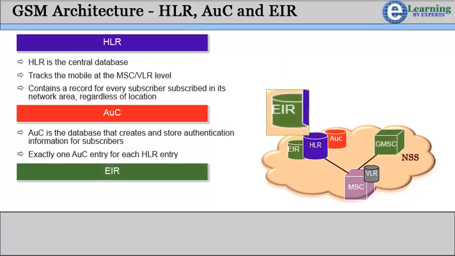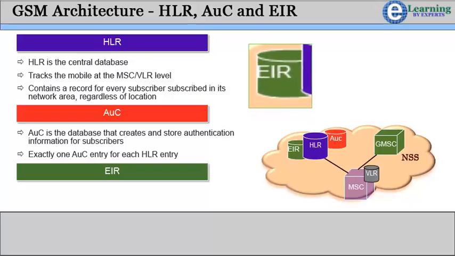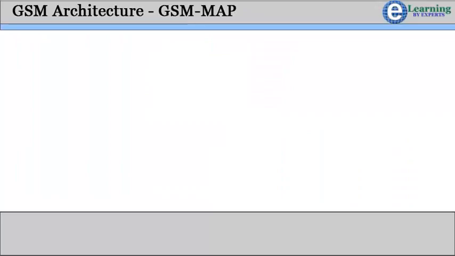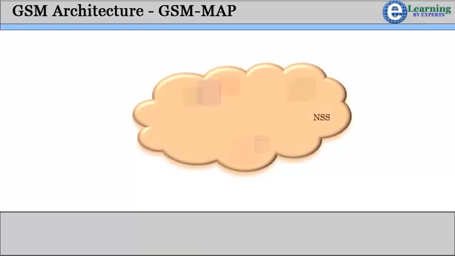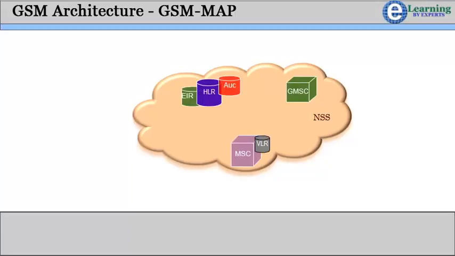Equipment Identity Register or EIR maintains mobile equipment identity-related security information. It performs International Mobile Equipment Identity (IMEI) number checking. This is an optional procedure. In typical implementations, Authentication Center and Equipment Identity Register are located in the HLR. The GSM core network consists of the MSC, GMSC, HLR, VLR, EIR and AuC.